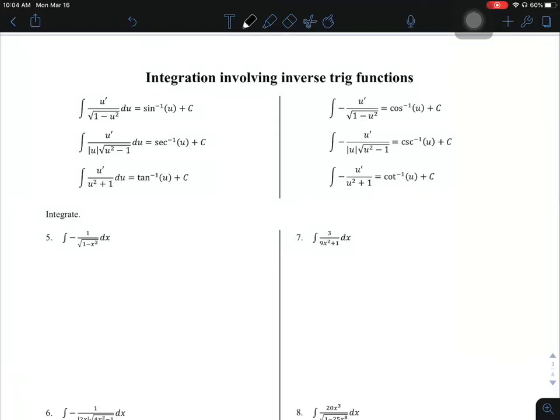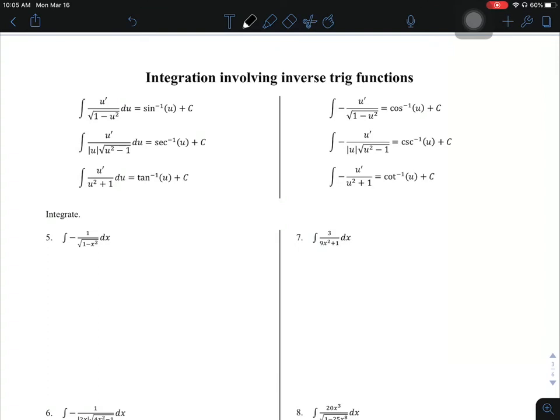This is AP Calculus AB. We're going to look at integrating when you have inverse trig functions. These lovely 6 formulas, which are basically the derivatives backwards. So the key to this is trying to figure out which trig function are we talking about and what is u. Because once you know what u is, this is pretty simple.